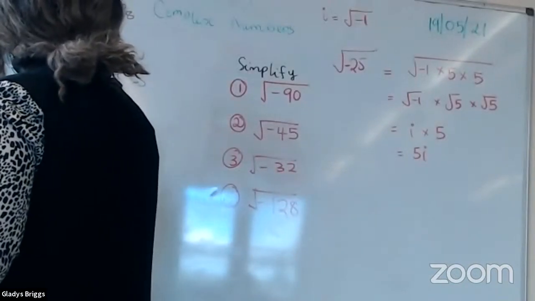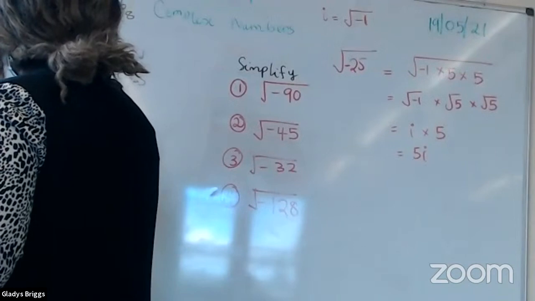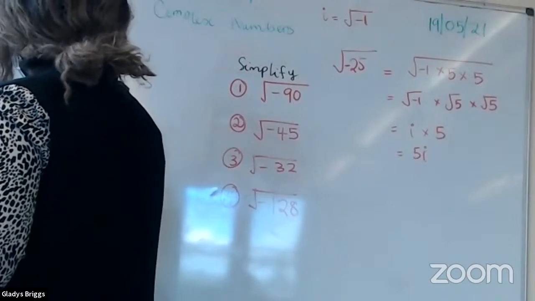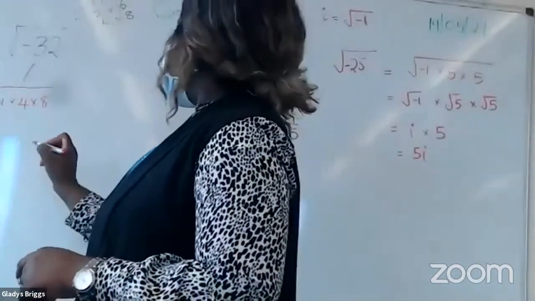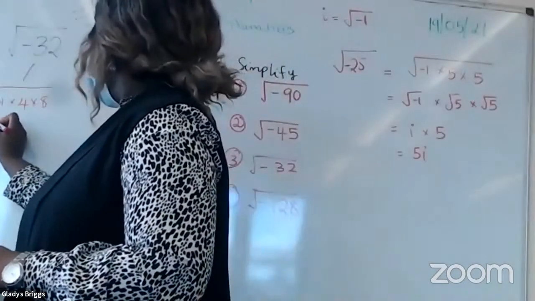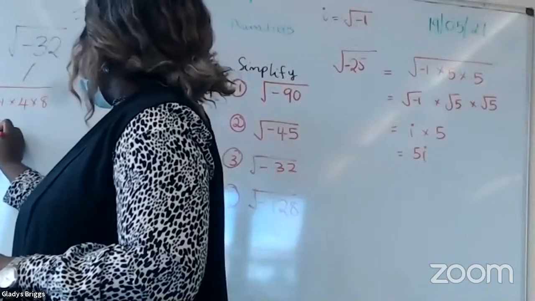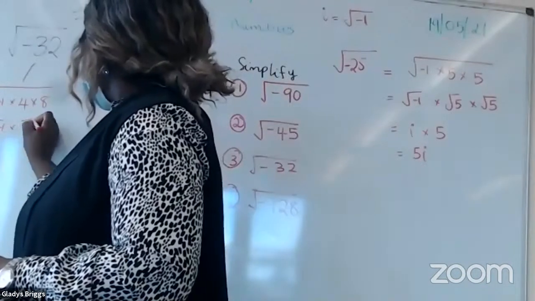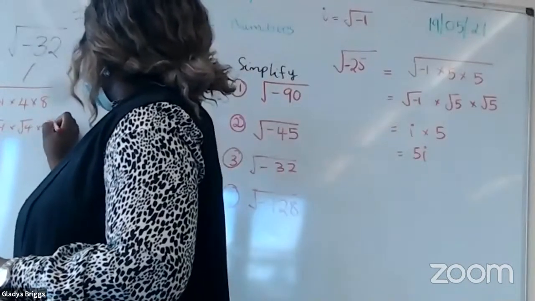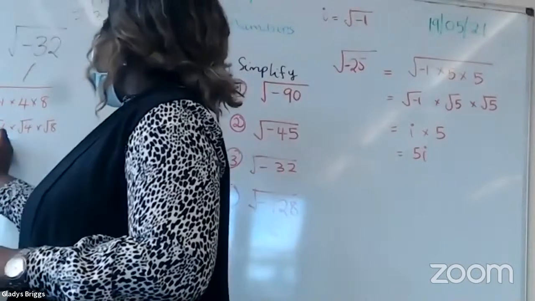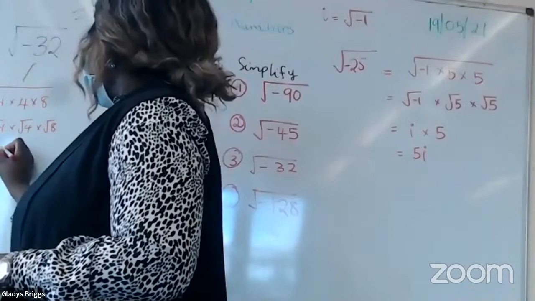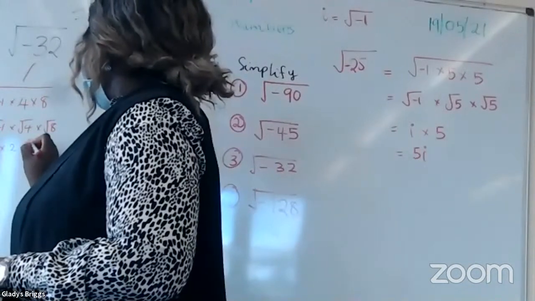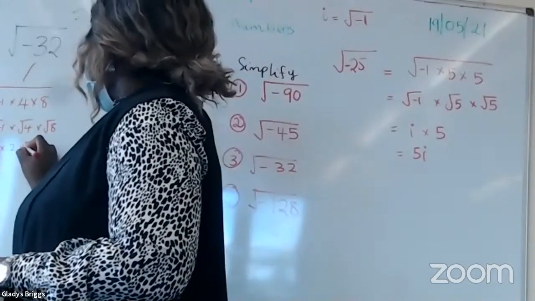This would be the square root of negative 1 times 4 times 8. And this is going to become the square root of negative 1 times the square root of 4 times the square root of 8. And this is equal to i times 2 times the square root of 8.